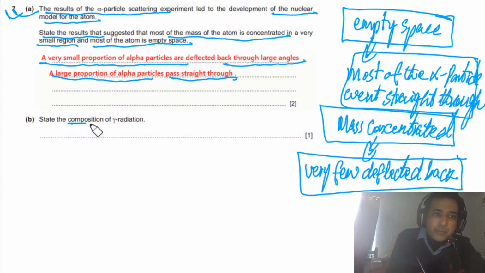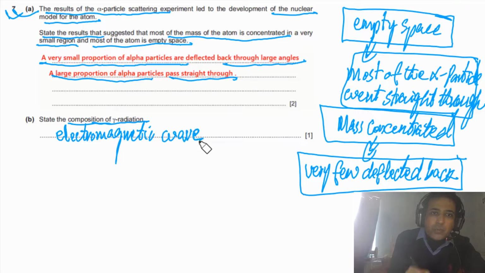For part B, we need to state the composition of gamma radiation. Gamma radiation is an electromagnetic wave. So simply you need to say this is an electromagnetic wave. So if you write down this one, you will get 1 mark.